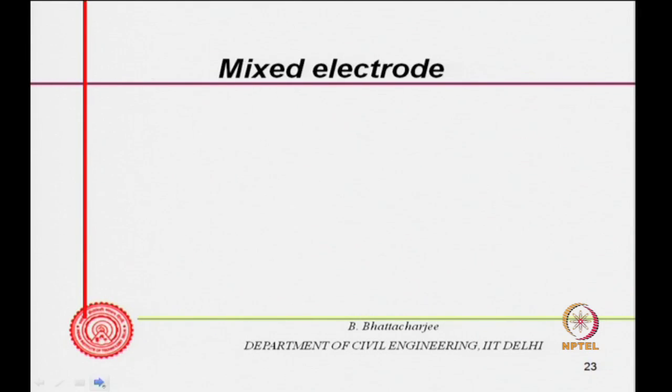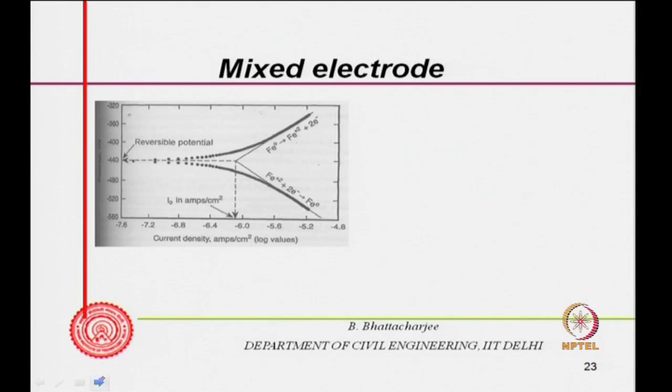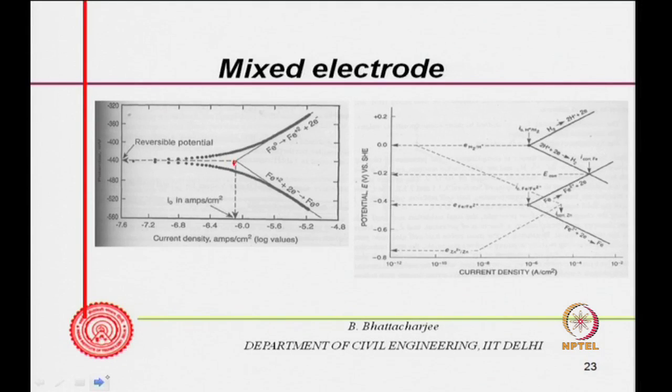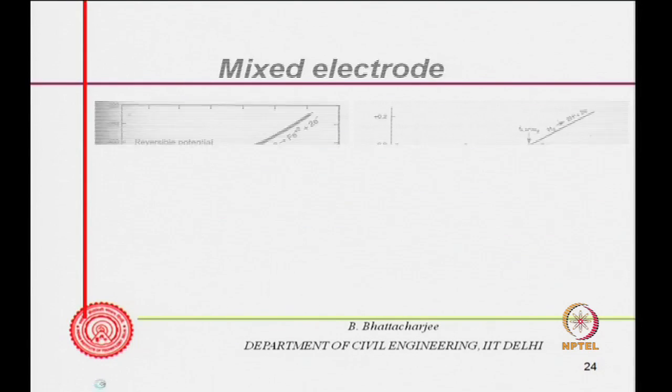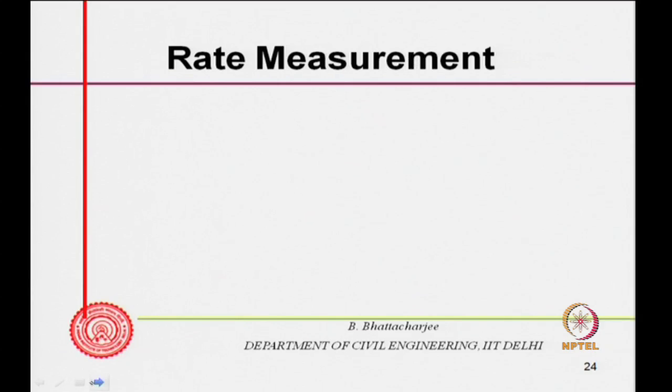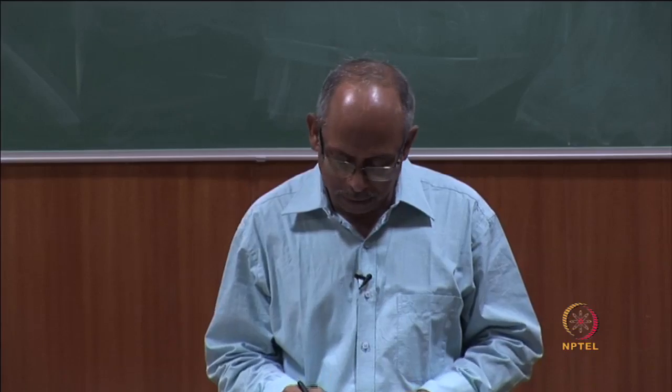But in a real single electrode, both anodic and cathodic reactions go on simultaneously, and the actual potential will depend upon those. In a real corrosion cell, you have an anode and a cathode, where both anodic and cathodic reactions are going on simultaneously, but depending upon where it is polarized, it will act like a cathode or like an anode. The mixed electrode situation is what is modeled for the actual corrosion process.